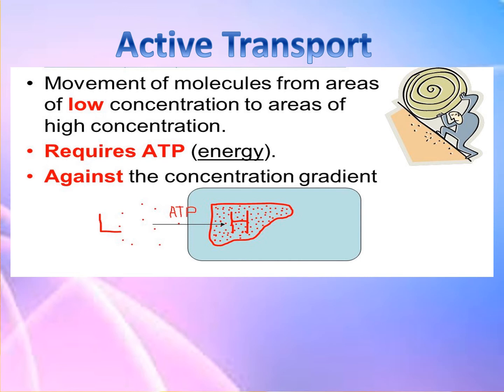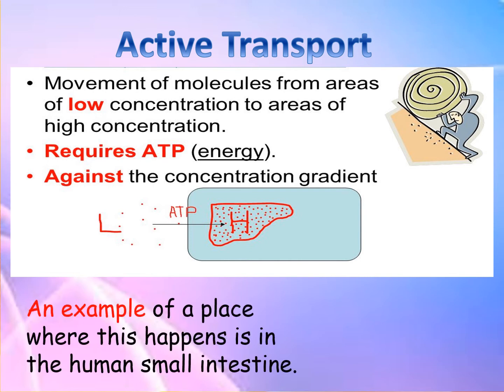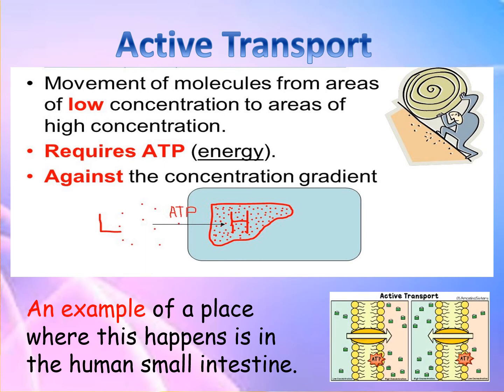An example of a place where this happens is the human small intestine. The roots of plants also take up certain mineral ions this way. Cells use active transport to control the uptake of many substances. Now you can see in this picture how active transport happens.